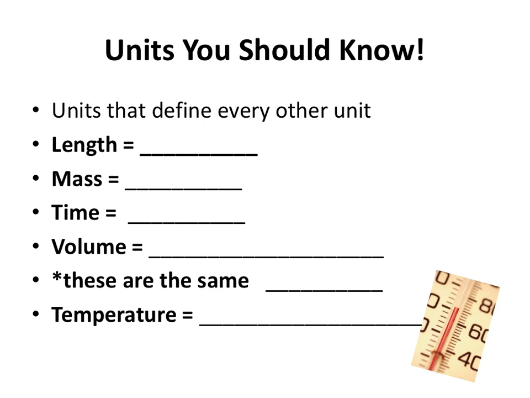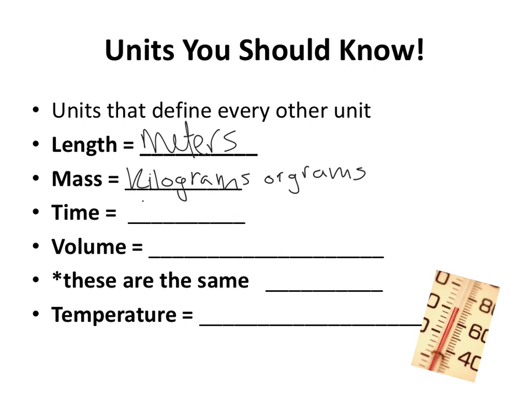So this was the International System of Units, and these are the ones that you should know, because they define all the other units. So when we talk about length, we're talking about meters. Mass, we measure in kilograms, or grams. Grams is really the base unit. Kilo is what we'll talk about as a prefix. Time, we measure in seconds.